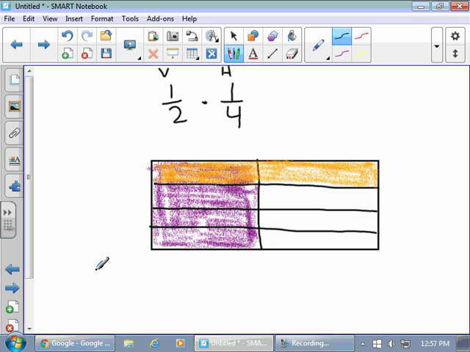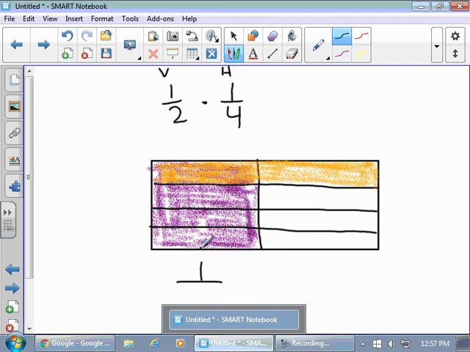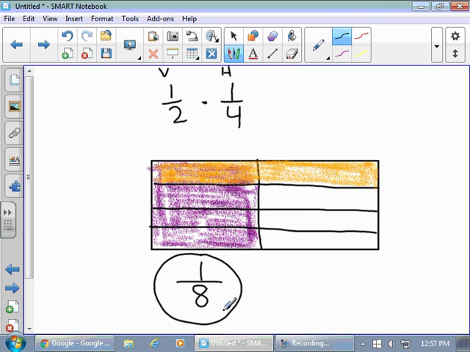Now, when I'm done, how many squares are shaded by both colored crayons? How many? 1. And how many total squares, now that I've chopped it up, do I have? 1, 2, 3, 4, 5, 6, 7, and 8.